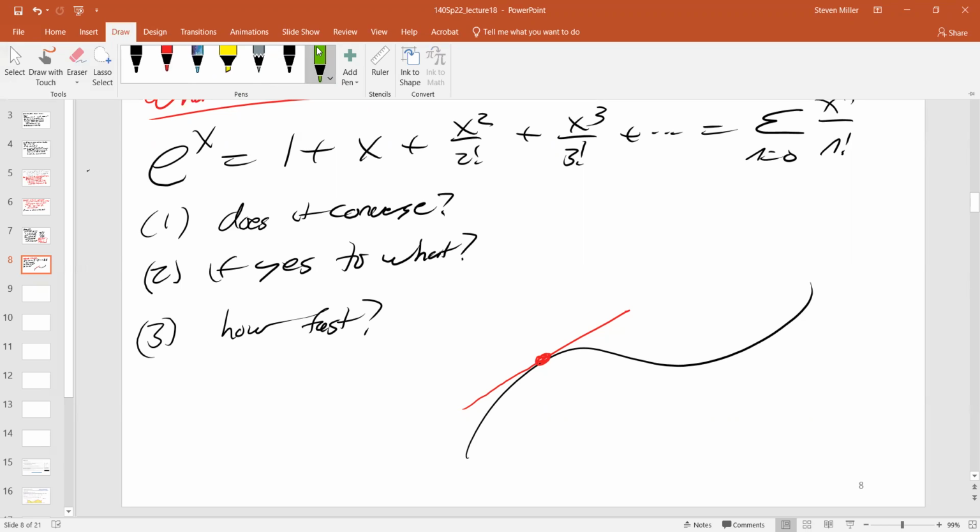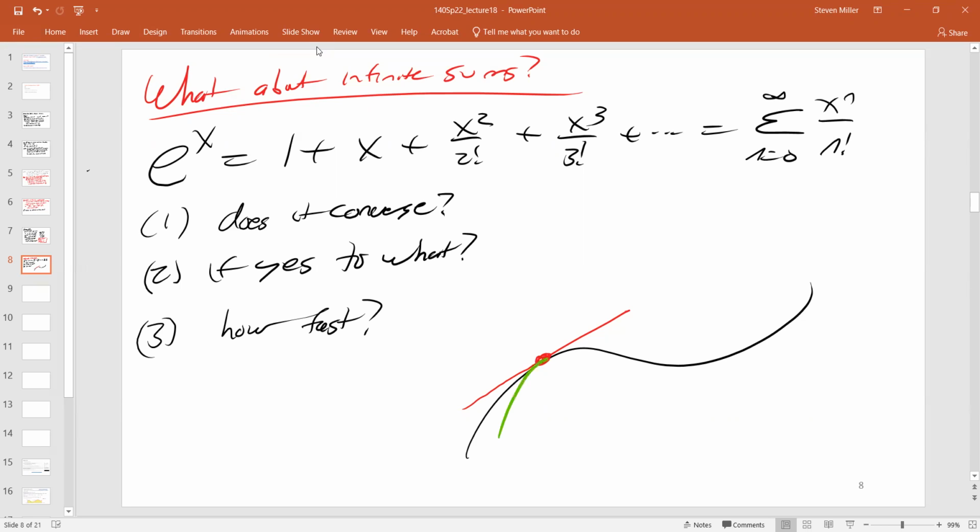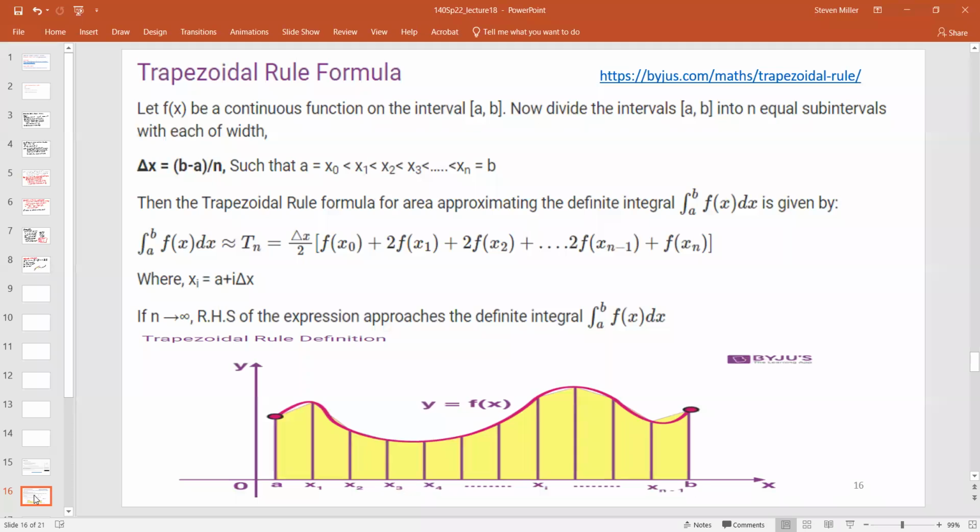And so I can switch to green and then maybe try to find what's the best parabola nearby. And if the parabola wasn't enough for you, what would you go for next? Cubic. And so you just keep adding more and more degrees. And so if you look at what's going on, we have some numerical integration. So the first way to numerically integrate is the trapezoid rule.